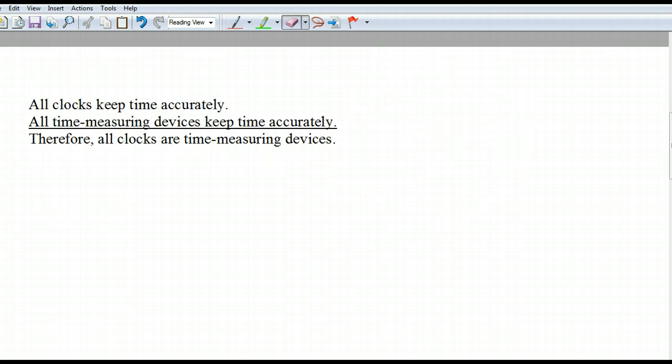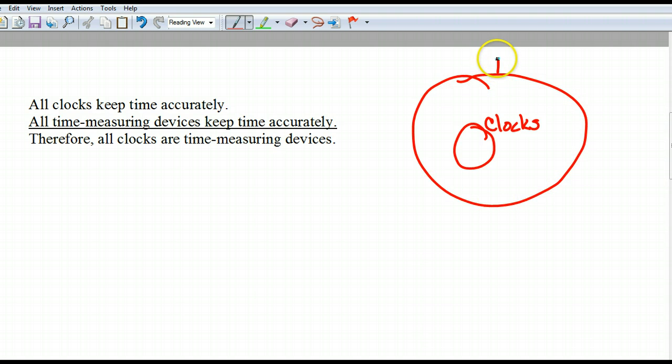Now in this one, the first premise says all clocks keep time accurately. So the first premise I'm going to write down is, first of all, a clock. I suppose you could draw it if you really wanted to. Okay, clocks. And then that's going to be within the circle of keep time. I'm just going to call it KT for keep time, just because I'm abbreviating. Okay? So that's the first premise. The second one says, all time measuring devices keep time accurately.